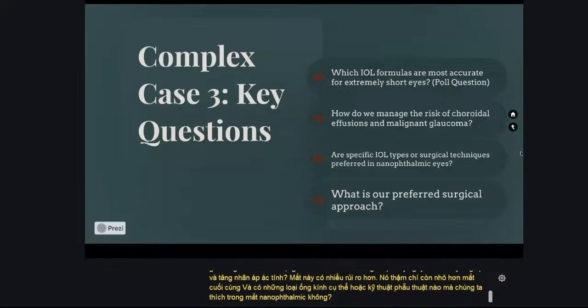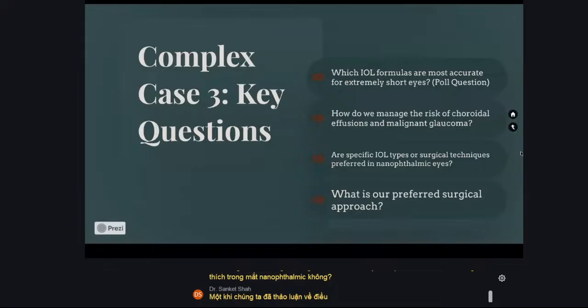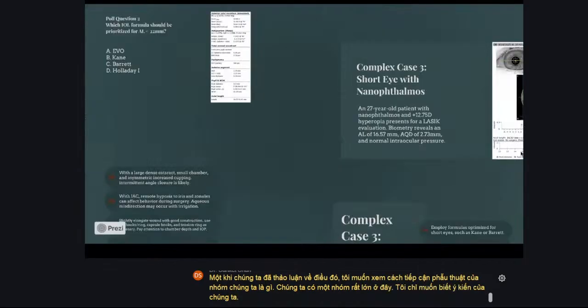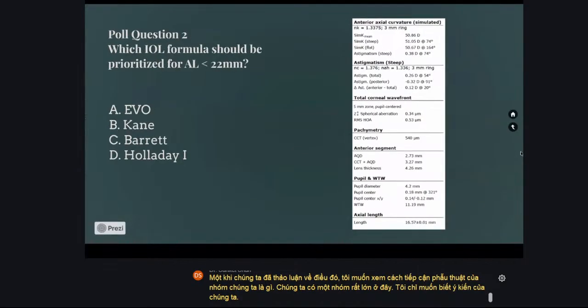Once we've discussed that, I'd like to see what is our surgical approach as a group. We have a very large group here. I'd like to just see what we think. So first poll is which formula should we prioritize for an axial length less than 22 millimeters?